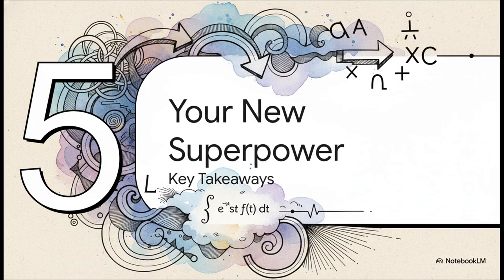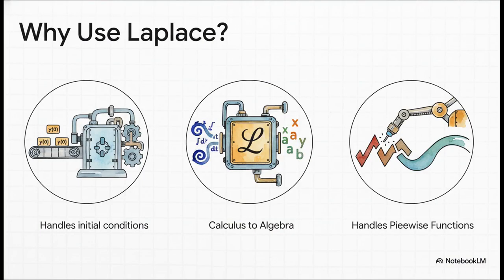So after seeing it in action, hopefully you can really appreciate why this method is so powerful. It's not just another trick to memorize. It's a fundamental shift in how you can approach these kinds of problems. So let's just recap the huge takeaways here. The Laplace transform gives you this one, single, unified system that turns calculus into algebra. It handles your initial conditions right from the very beginning, and it makes even really complex problems so much more manageable. It really is a superpower for your mathematical toolkit.